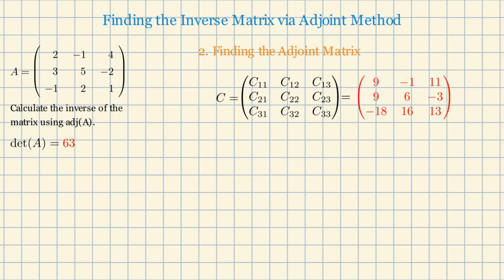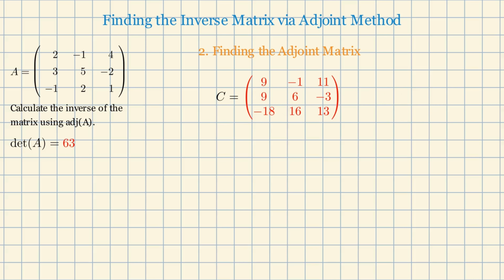Next, we need to find the adjoint matrix. The adjoint matrix is the transpose of the cofactor matrix. We find the adjoint matrix by interchanging the values of i and j in the elements Cij of the transpose matrix, making it Cji, that is, by swapping the rows and columns of the cofactor matrix.